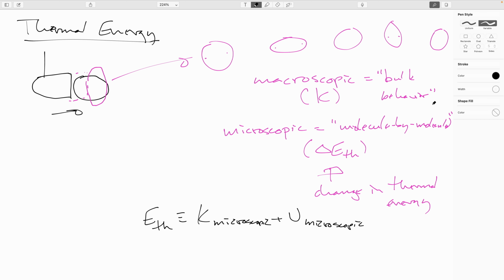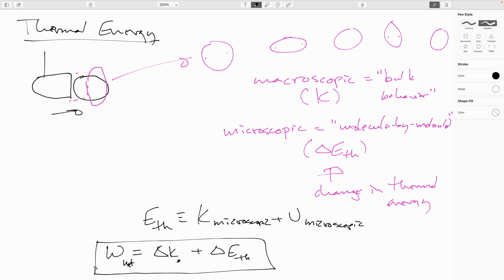So to be more careful in our work kinetic energy theorem, if we need to worry about this kind of behavior, we're going to have to rewrite it to say that the work done, the net work done, is equal to the change in kinetic energy plus the change in the thermal energy.